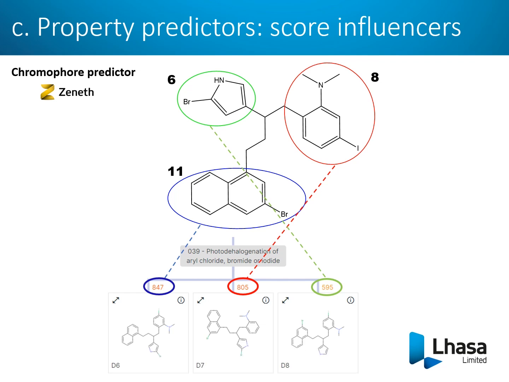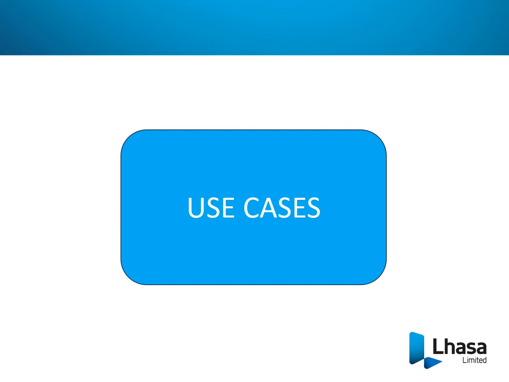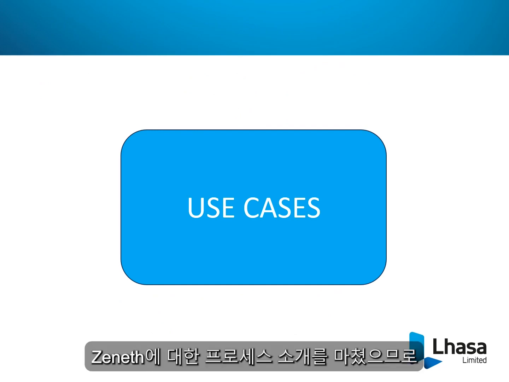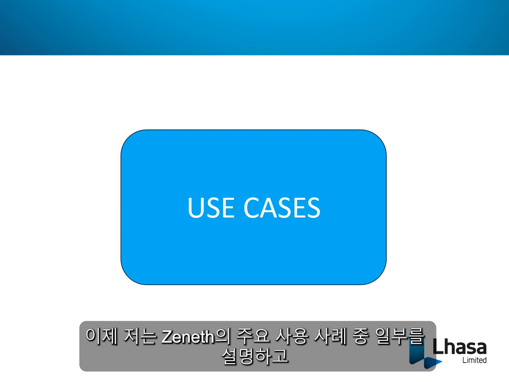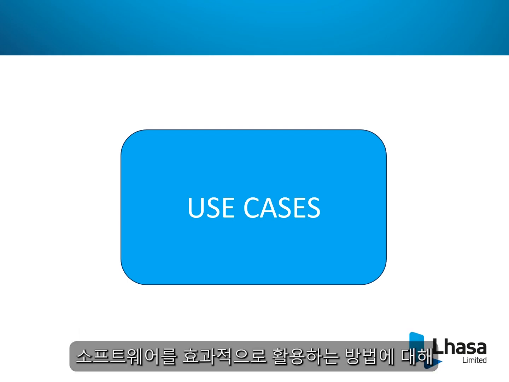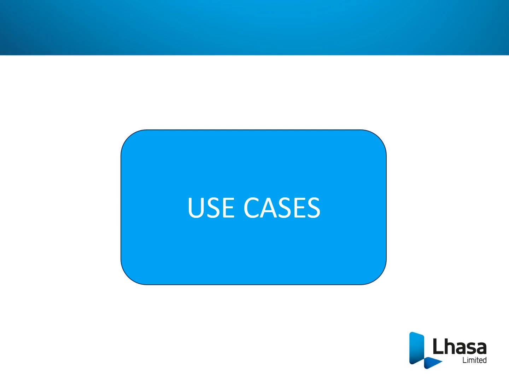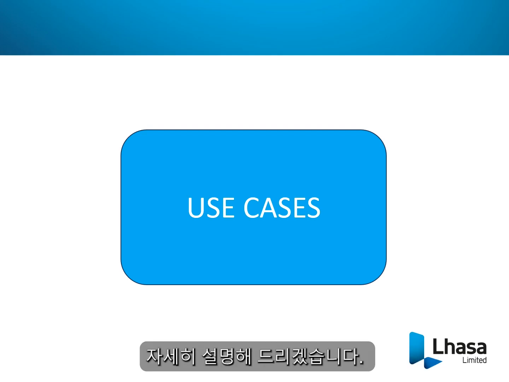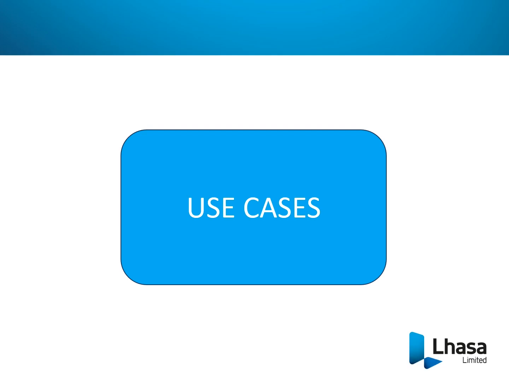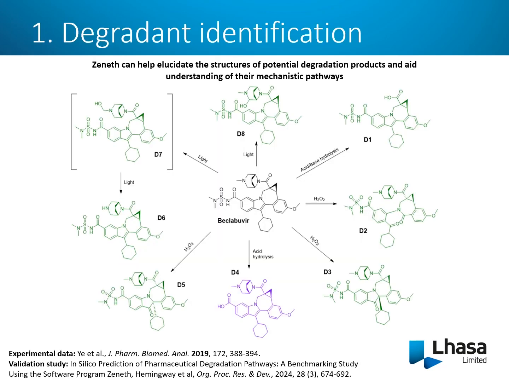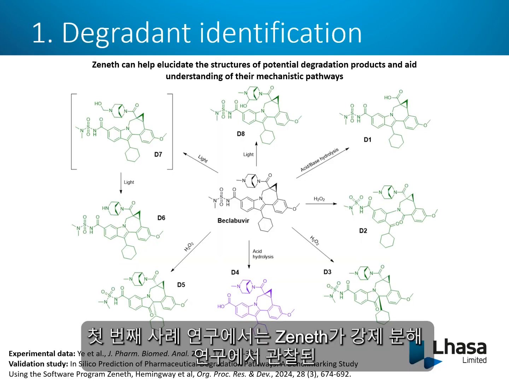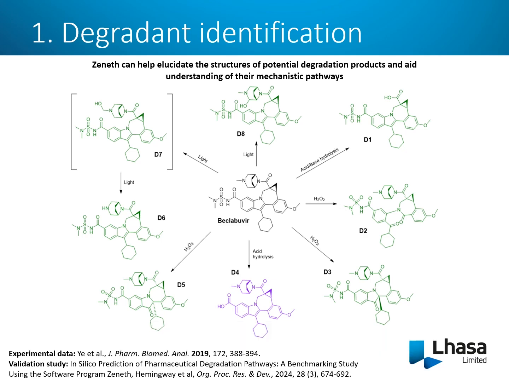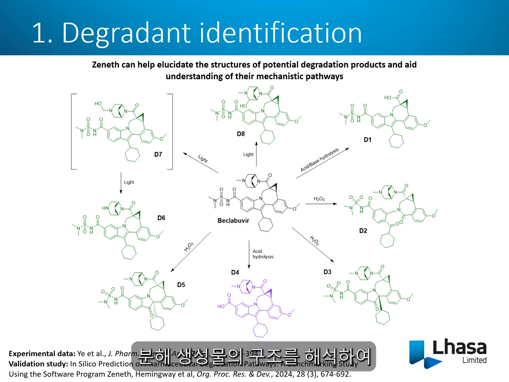Having given you an introduction to the processes behind Zeneth, I will now move on to my next section, where I will detail some of the key Zeneth use cases and how our software can be effectively utilized. My first case study will outline how Zeneth can help elucidate the structures of degradation products observed in forced degradation studies to aid in the understanding of their mechanistic pathways.